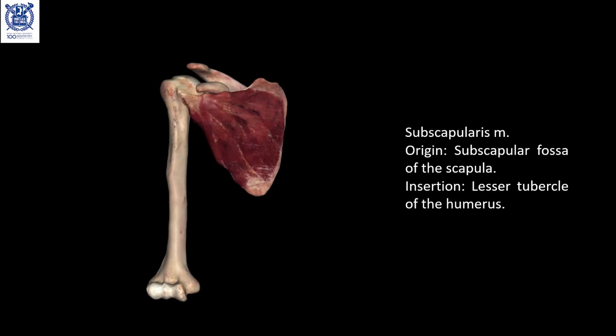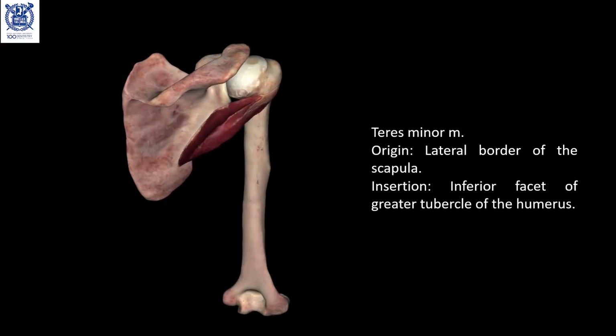Subscapularis muscle. Origin: subscapular fossa of the scapula. Insertion: lesser tubercle of the humerus. Teres minor muscle. Origin: lateral border of the scapula. Insertion: inferior facet of the greater tubercle of the humerus. These 4 muscles are the rotator cuff muscles.